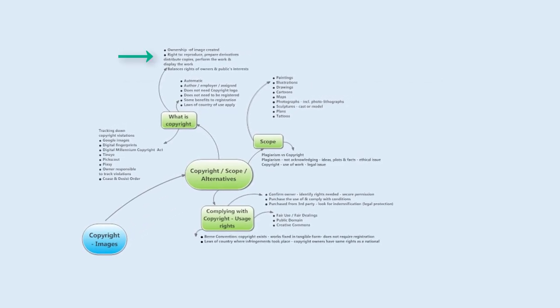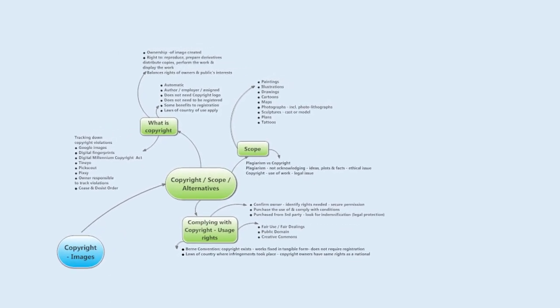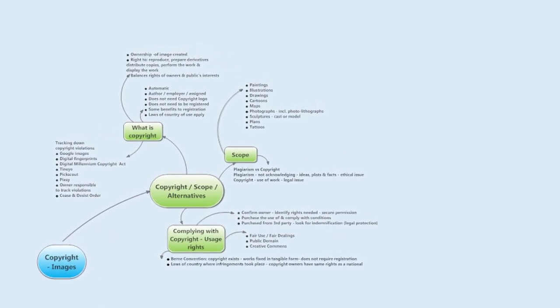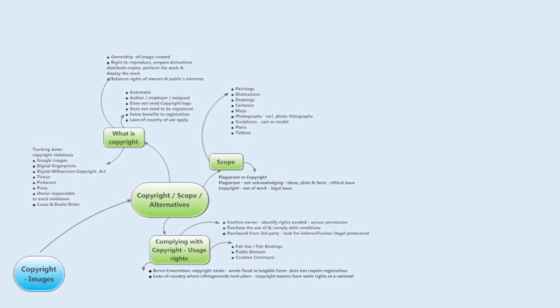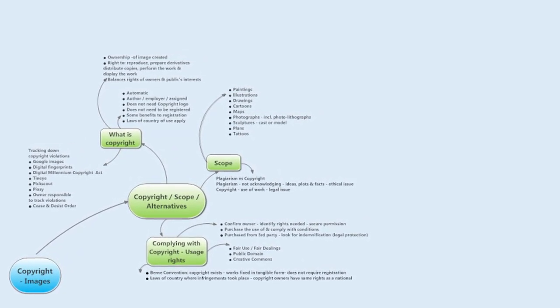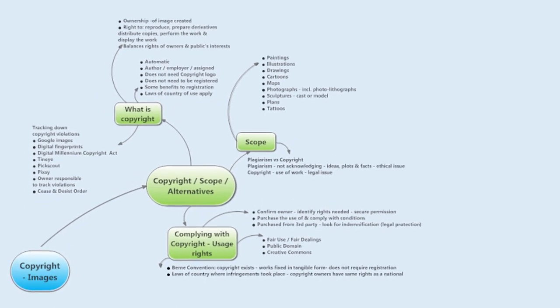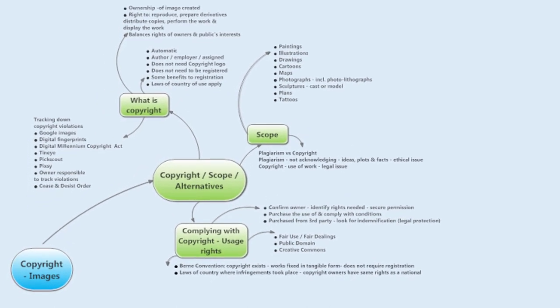So what is copyright? Well, it's mostly about the ownership of the image that was created. It's the right to reproduce, prepare derivatives, distribute copies, perform the work, and display the work. But it also balances the right of these exclusive owners and the public's interest. Copyright is automatic. In other words, as soon as the image is created, it's copyrighted.